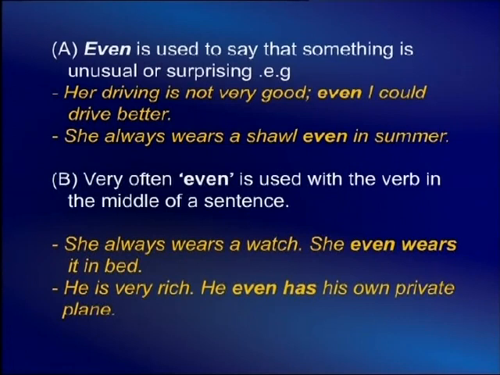You must remember the position where would even come, and it is used with the verb and in the middle of a sentence. For example, she always wears a watch. She even wears it in bed, right? And it comes with the verb wears. She even wears it in bed. Another example, he is very rich. He even has his own private plane. And again, even over here is with the verb has, even wears, right?